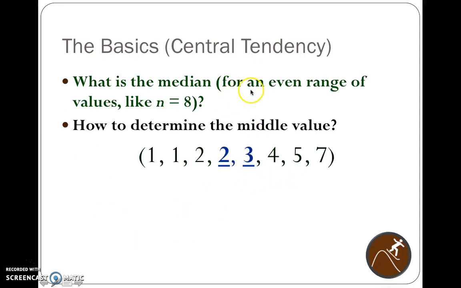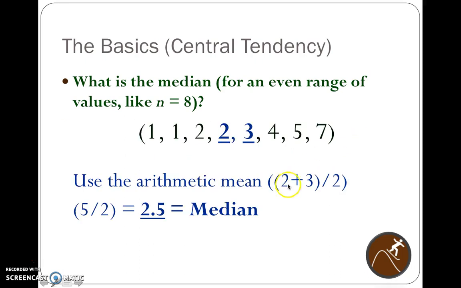What happens though if we add in an extra number and we end up with a sample size of 8? How do we determine the median here? Is it 2? Is it 3? What do we do? Pretty easy stuff. We just use the arithmetic mean of these two numbers. So 2 plus 3 divided by 2. So 5 divided by 2 gives us 2.5, which represents the median.